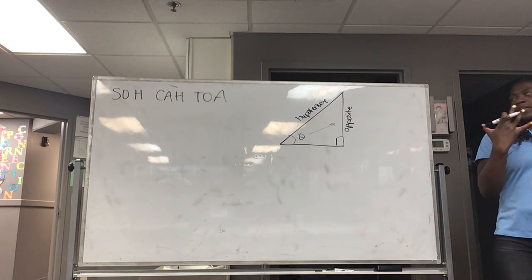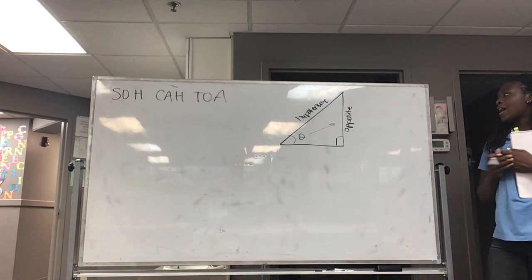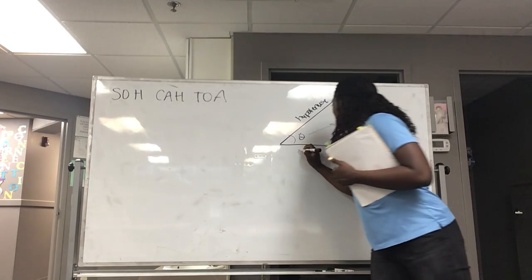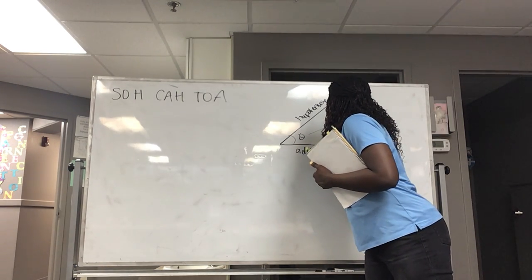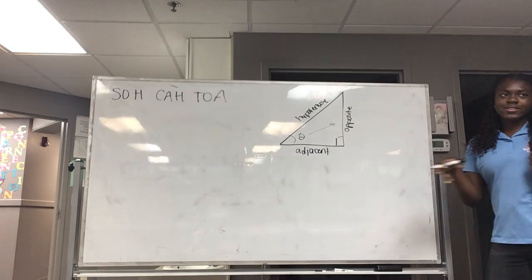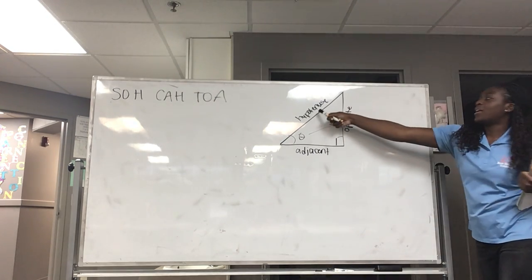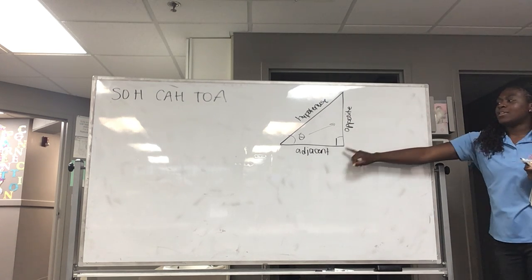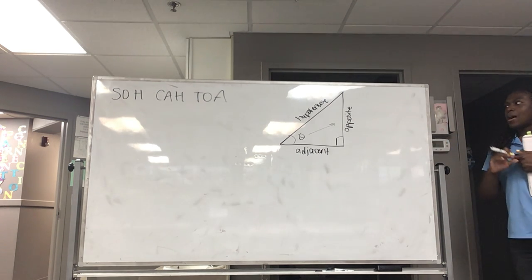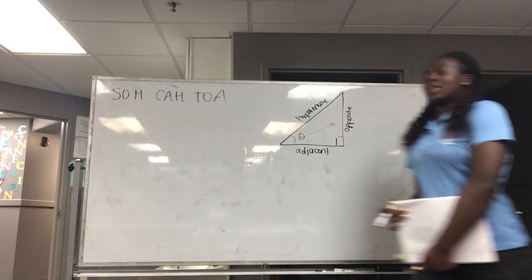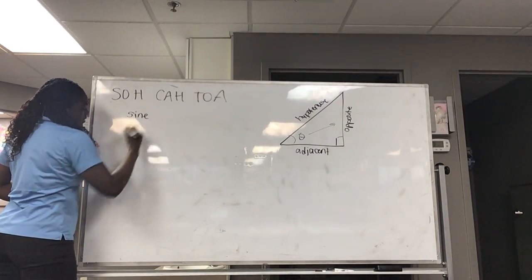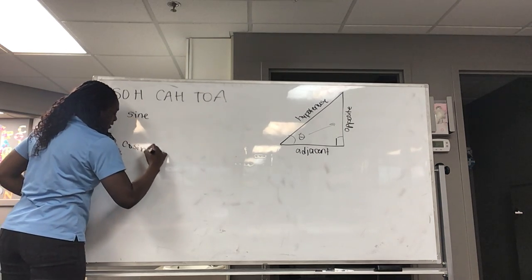And then the other term is adjacent, and that's the side that's kind of right next to the angle. Technically, there are two sides that are right next to the angle, but one of them is the hypotenuse we already labeled. So we've got hypotenuse, the opposite side, and then the adjacent side. And then that's where our SOHCAHTOA comes in. So that's that fun acronym to remember the trigonometry terms, which are sine, cosine, and tangent.